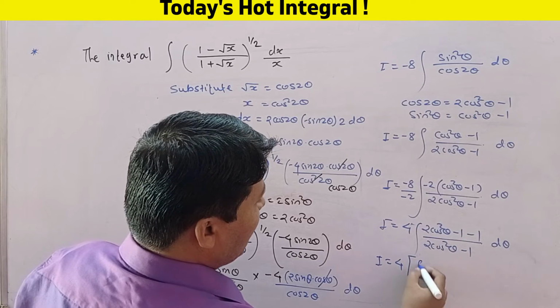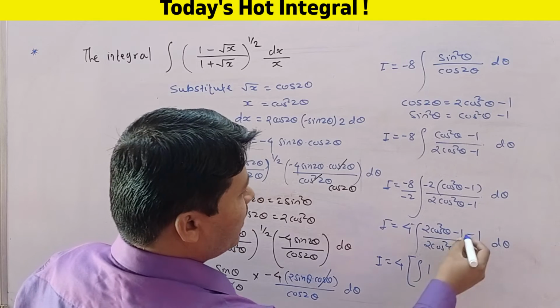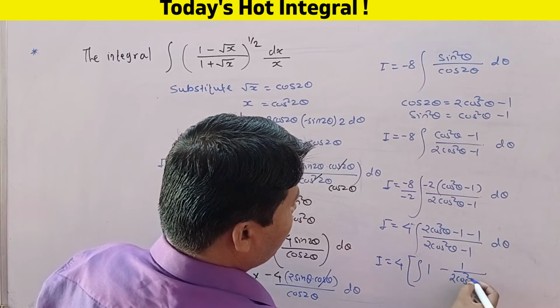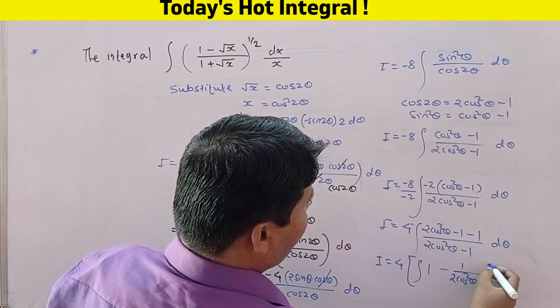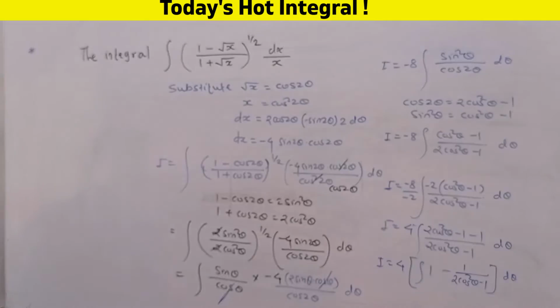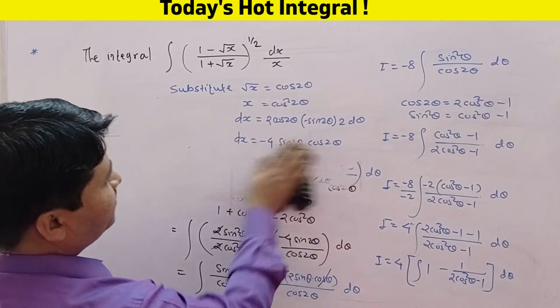In bracket I can write here 2 cos square theta minus 1, that means this is 1, and minus 1, this is the 1 upon term becomes as 2 cos square theta minus 1, and bracket complete and d theta. Yes, okay. And now we can find the solution.